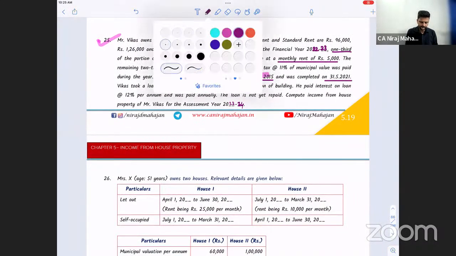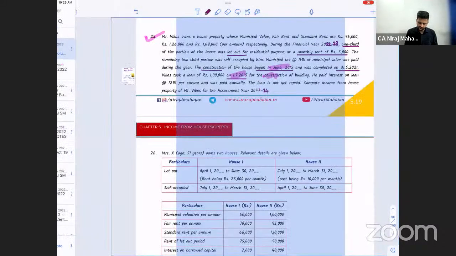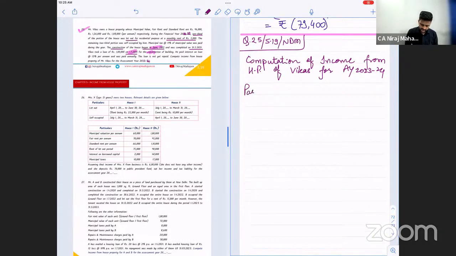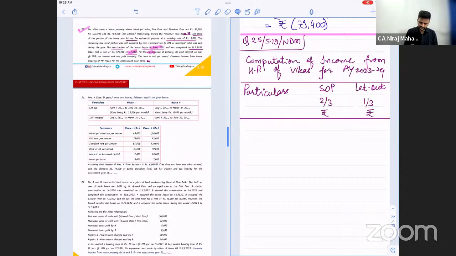All right, let's start, everybody. Computation of income of house property of Vikas for AY 23-24. Ready? Particulars. Now will we make again 2 columns? Yes, one for SOP and one for let out. है ना? 1/3 is let out, so 2/3 is SOP. Find it. All right.